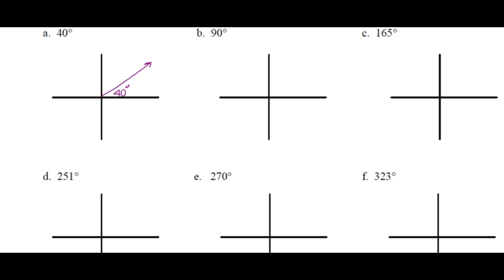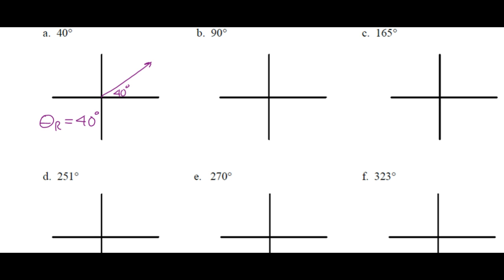So reference angle is the positive acute angle measured between the x-axis and the terminal arm. It's this angle here, which is 40 degrees. So for a quadrant 1 angle, its reference angle is just the angle itself, right?